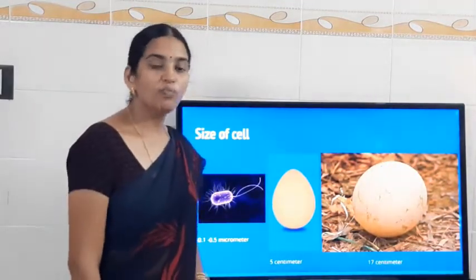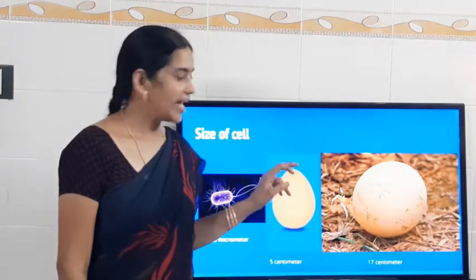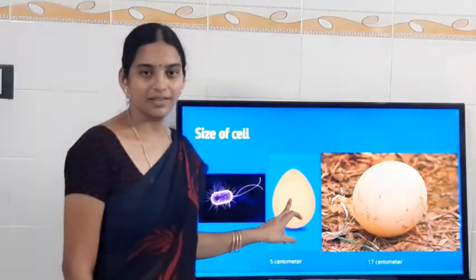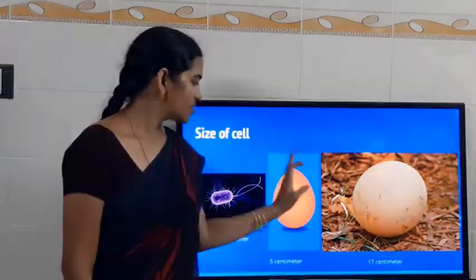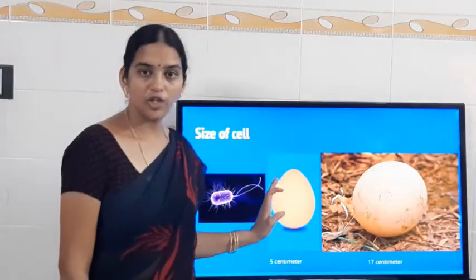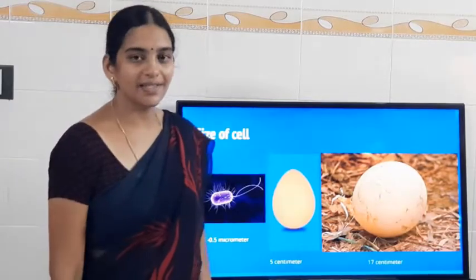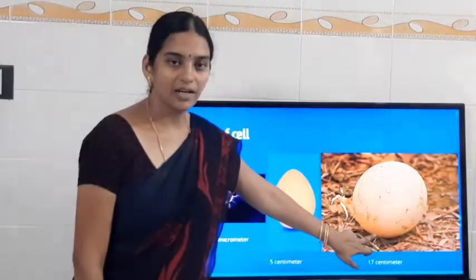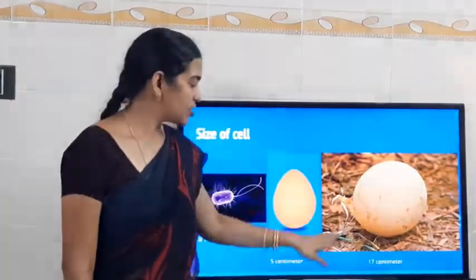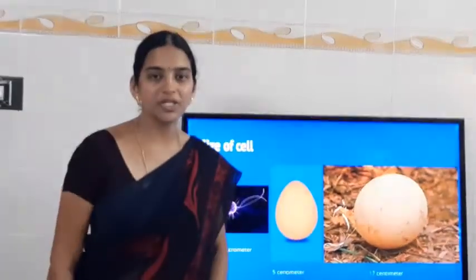The example of a big cell is the hen's egg. This can be seen directly without a microscope. And the best example of the biggest cell is the ostrich egg, and it measures about 17 centimeters in length.